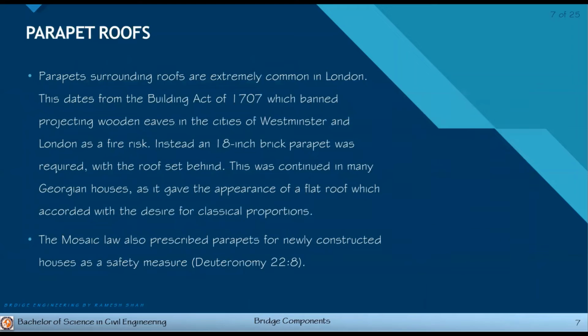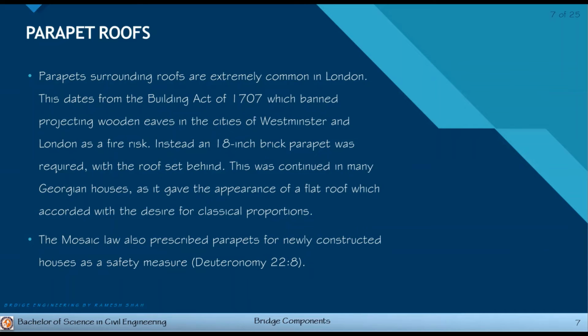So we have parapet roofs. Parapets surrounding roofs are extremely common in London. So common ang mga parapet surrounding roofs sa London. This dates from the Building Act of 1707, which banned projecting wooden eaves in the cities of Westminster and London as a fire risk. Instead, an 18-inch brick parapet was required.